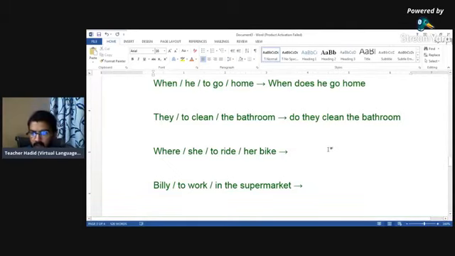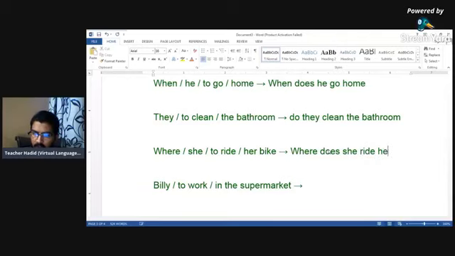Where she ride her bike? I'm giving you 3 seconds to think, and then we are going to solve this question. We are going to arrange the question. One, two, three. Let's begin. The right question should be, where, and then with she, we use does. Where does she ride her bike?